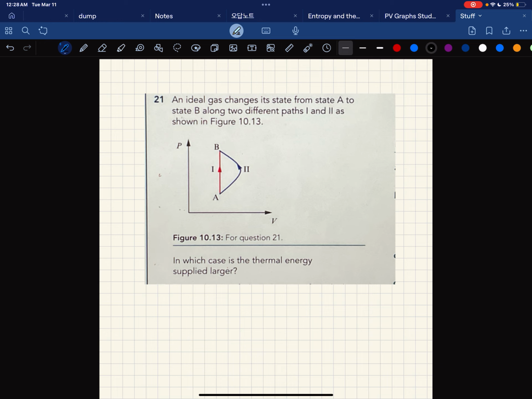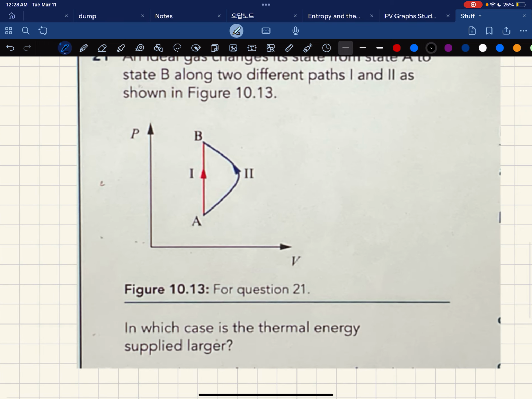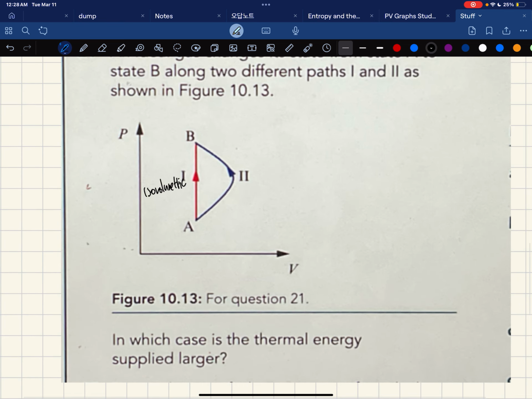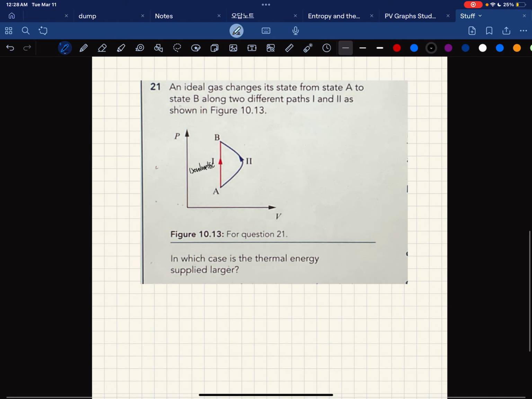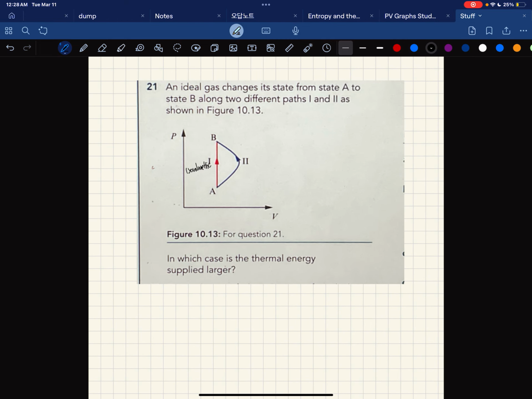Okay, so this is a PV graph and two different ideal gas changes are shown. I, which is an isovolumetric change because pressure changes, but volume remains constant. And II is, I don't know what that is. We don't need to know that. So this question asks us, in which case is the thermal energy supplied larger?